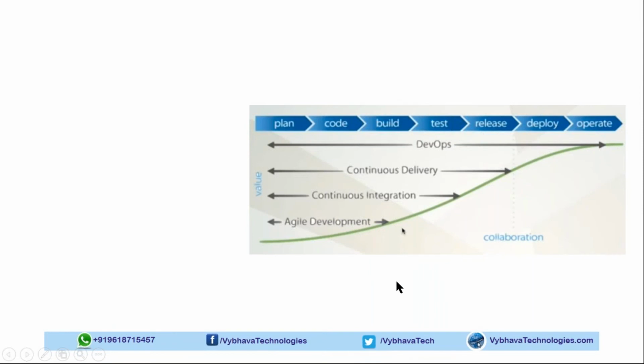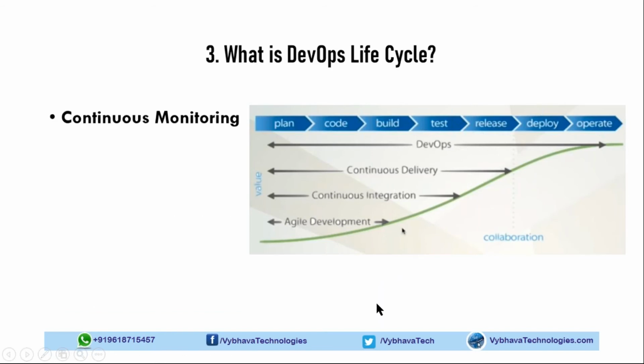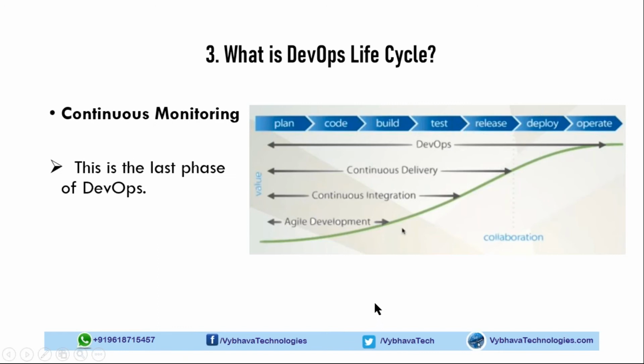If you take the complete picture of DevOps and how it is going to work, all the phases we discussed: plan, code, build, test, release, deploy, and operate. All these phases we are going to call DevOps, and continuous delivery is up to release. Continuous integration is up to testing. Agile development is coding, up to plan and code. So the entire story is a collaboration story. That is what we get in the DevOps life cycle.